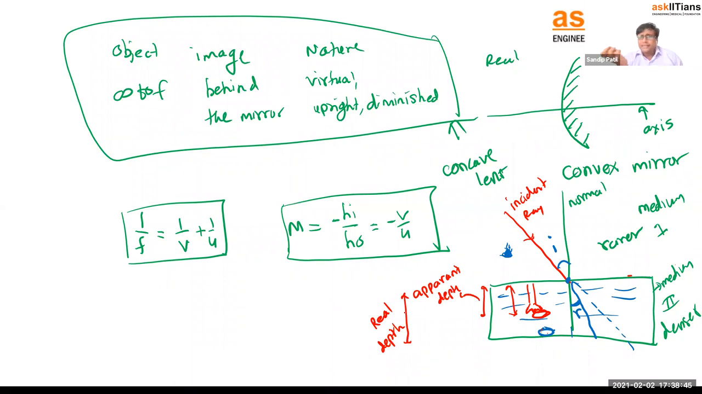So the coin is at the real depth, right? And if you reach at the apparent depth, you are not going to find that coin, or you will not be able to lift that coin. So obviously, whatever you see in that water is not real, right? Why is this happening? This is happening because of refraction.